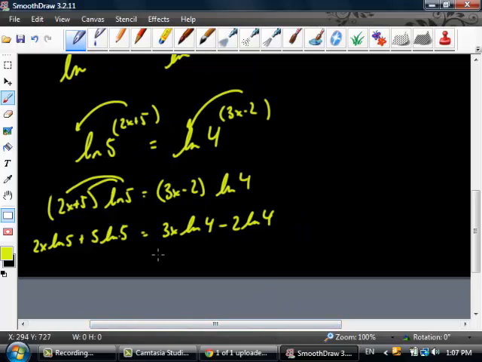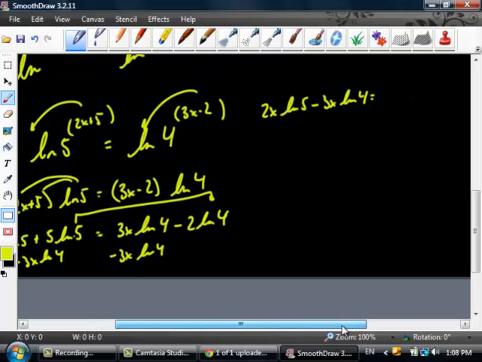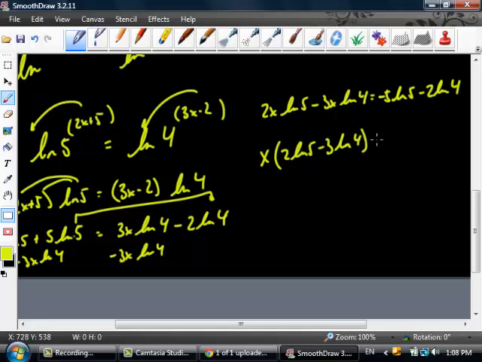I'm going to go and subtract 3x ln 4 from both sides. And then I'm going to go ahead and move this over, Amrit. Okay? So I end up with 2x ln 5 minus 3x ln 4 equals 5 ln 5. Looks like minus, or sorry, negative 5 ln 5 minus 2 ln 4. From here, I'm going to factor out an x. So I get x times 2 ln 5 minus 3 ln 4 equals negative 5 ln 5 minus 2 ln 4.